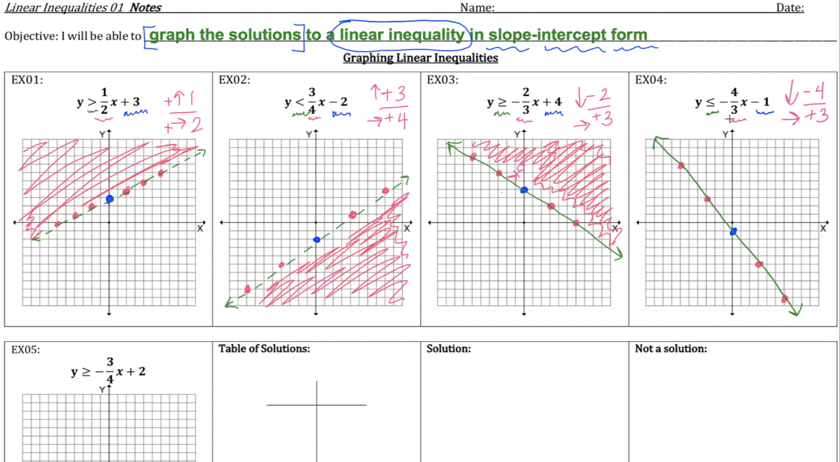Now, the y values can be less than that, right? So the y values can be less. So if this guy was on the ramp, remember, he's on the ramp, less would be below the ramp. So less is down here.